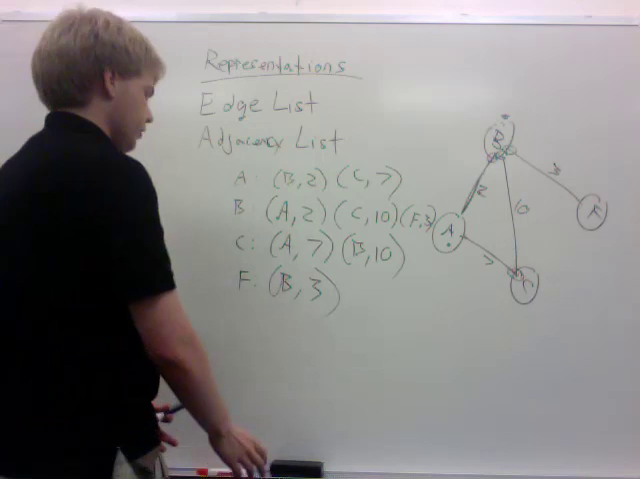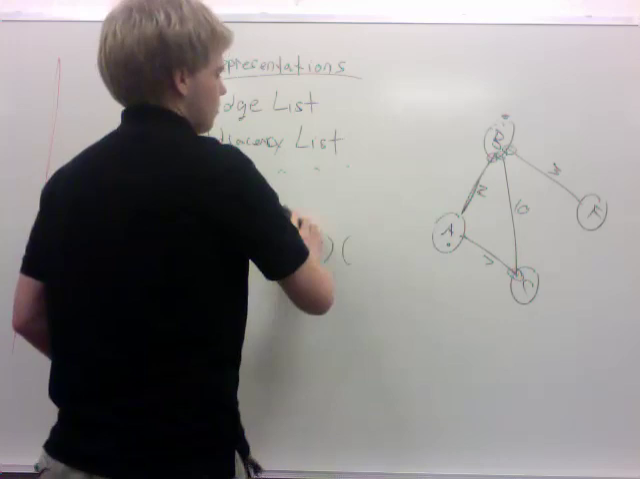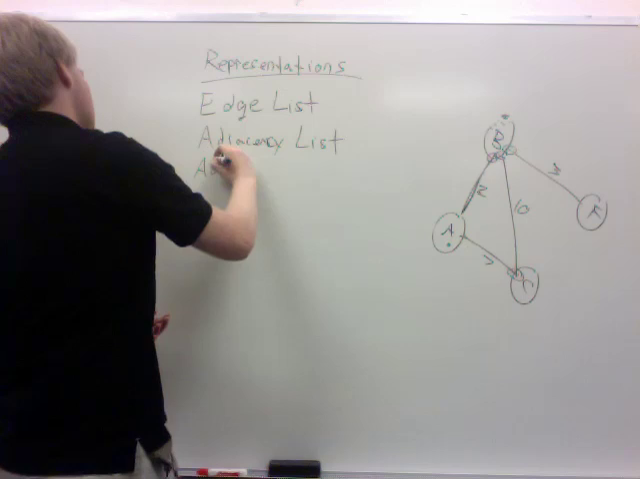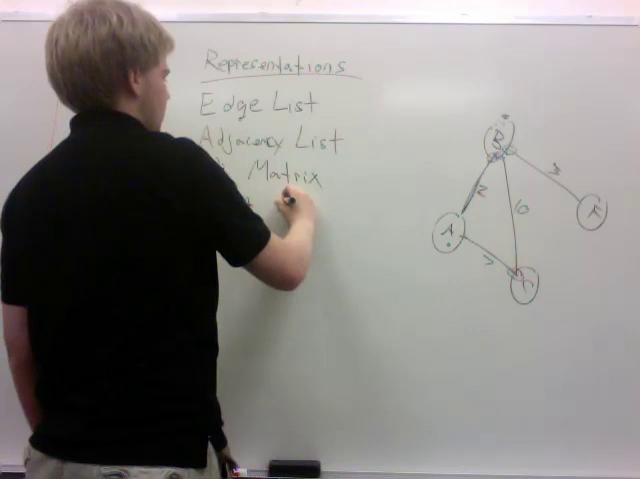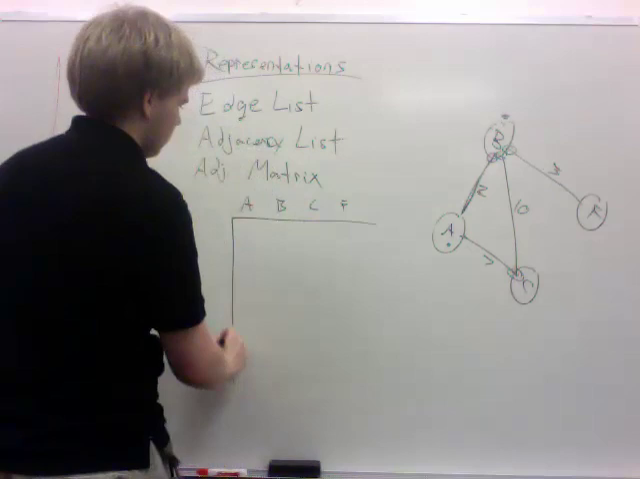And then the last commonly used way is an adjacency matrix. Adjacency matrix. And so this is going to be a two-dimensional matrix, with A, B, C, F along one axis, and A, B, C, F along the other.